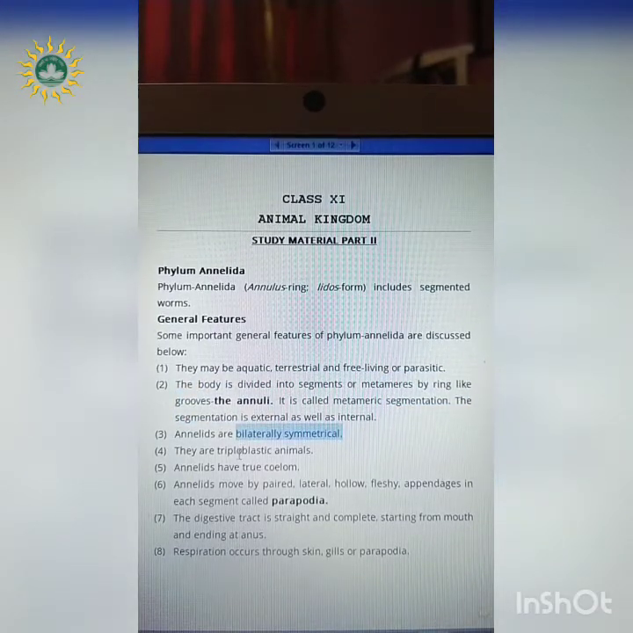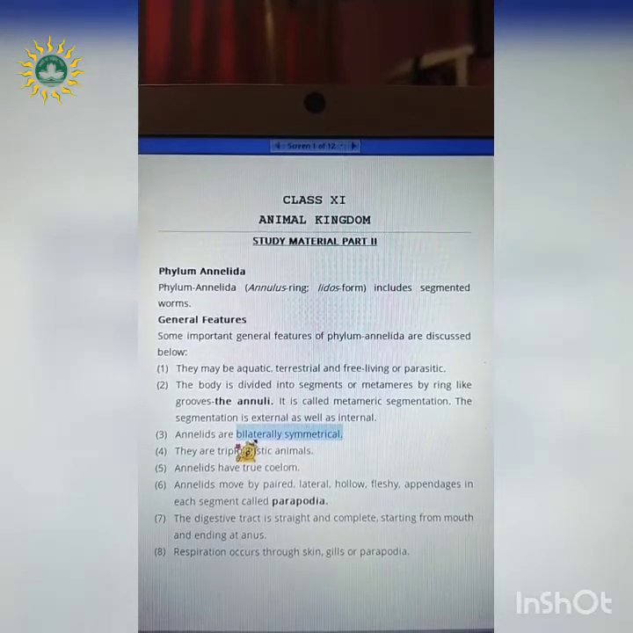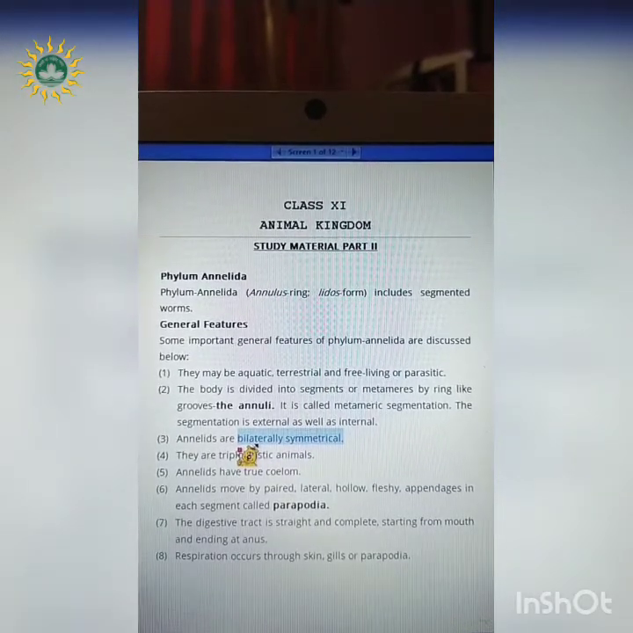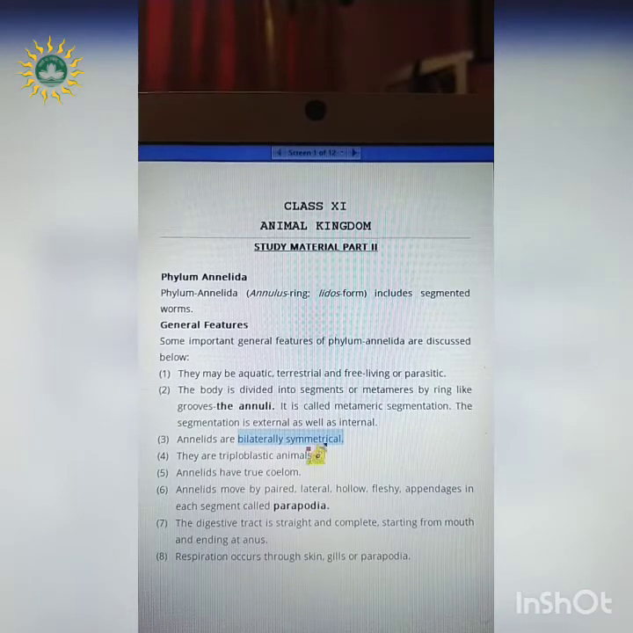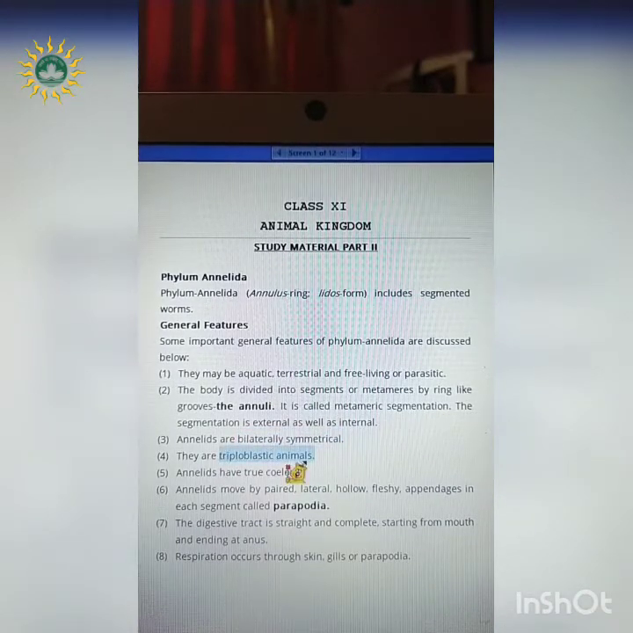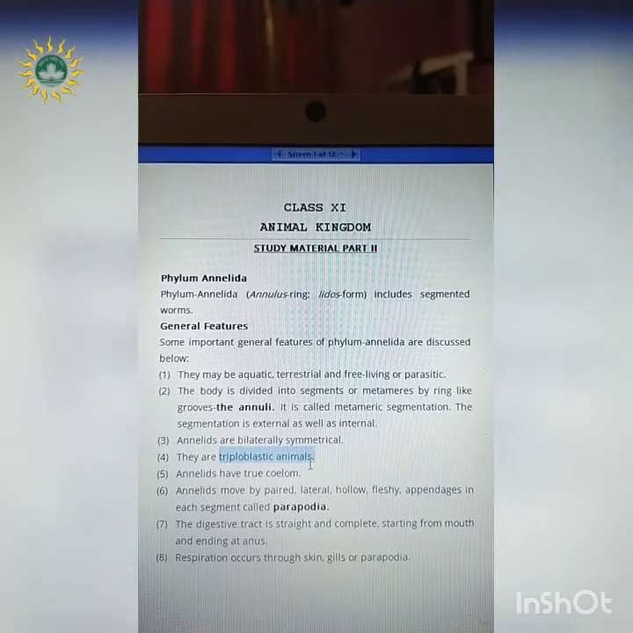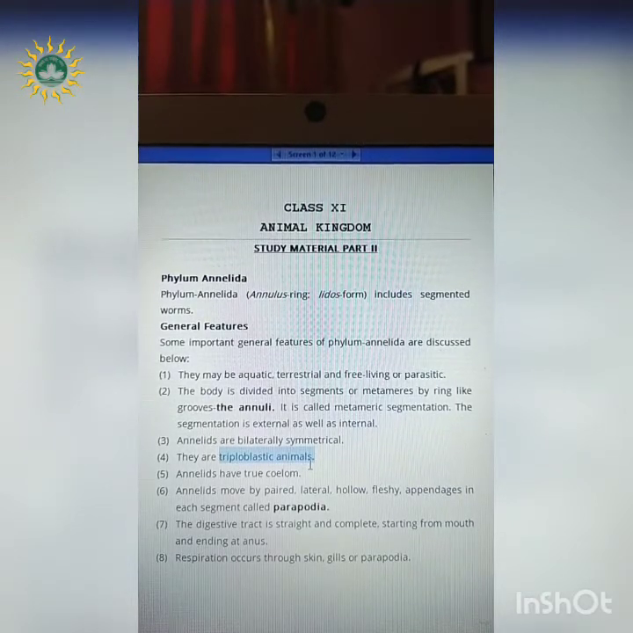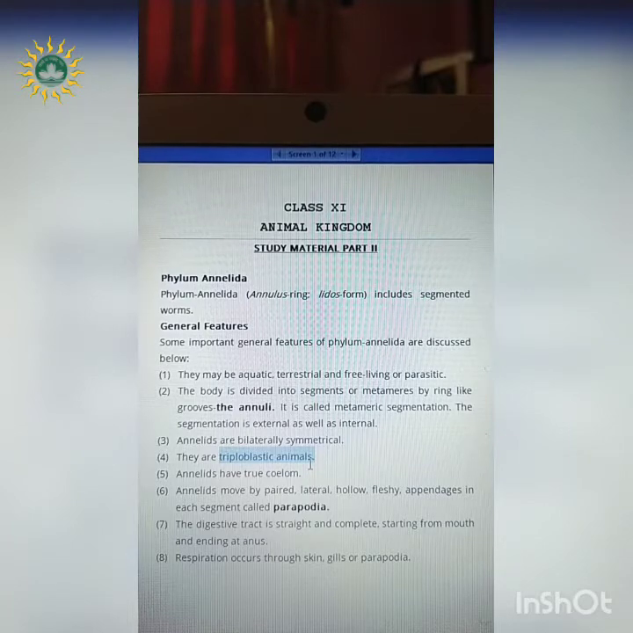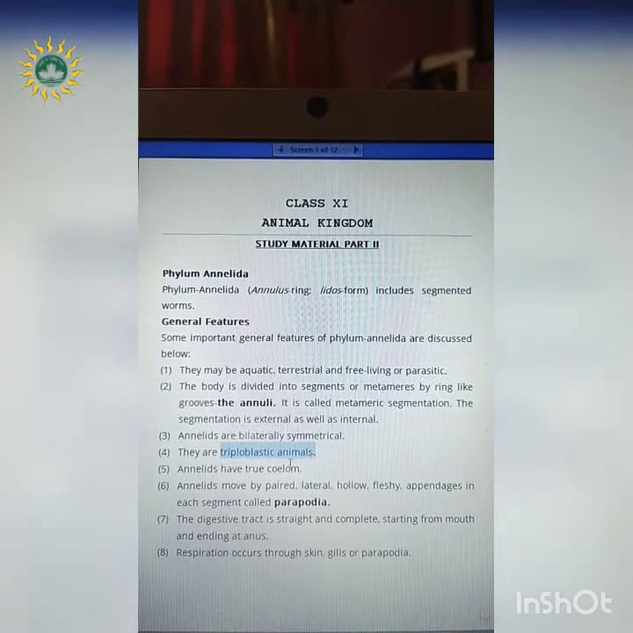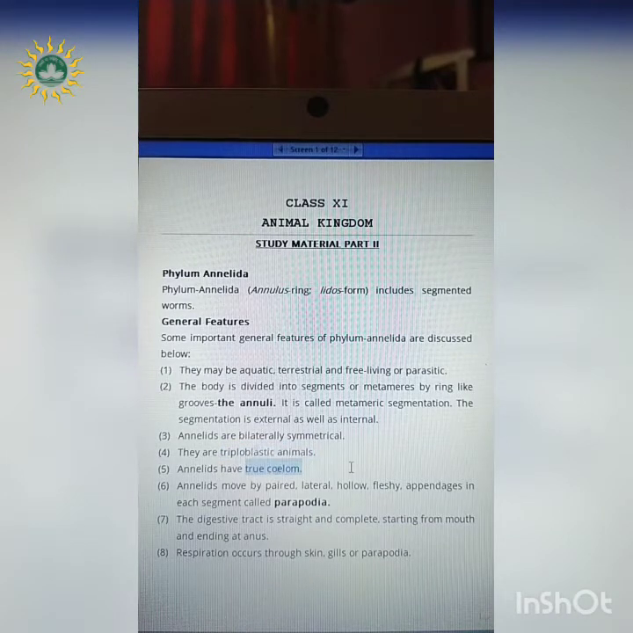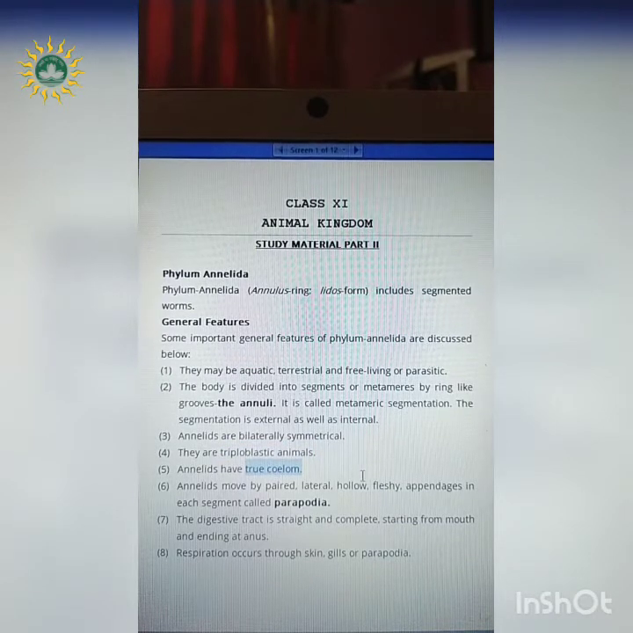The next point is annelids are bilaterally symmetrical. Why bilaterally? Because they are organisms which can be divided into two parts, both left and right. They are referred to as triploblastic animals. I mentioned in the previous lesson that triploblastic means what? They have three germinal layers. What are those? Ectoderm, endoderm and an intermediate mesoglial layer in between. The annelids have a true coelom. True coelom means what? A true body cavity is present.